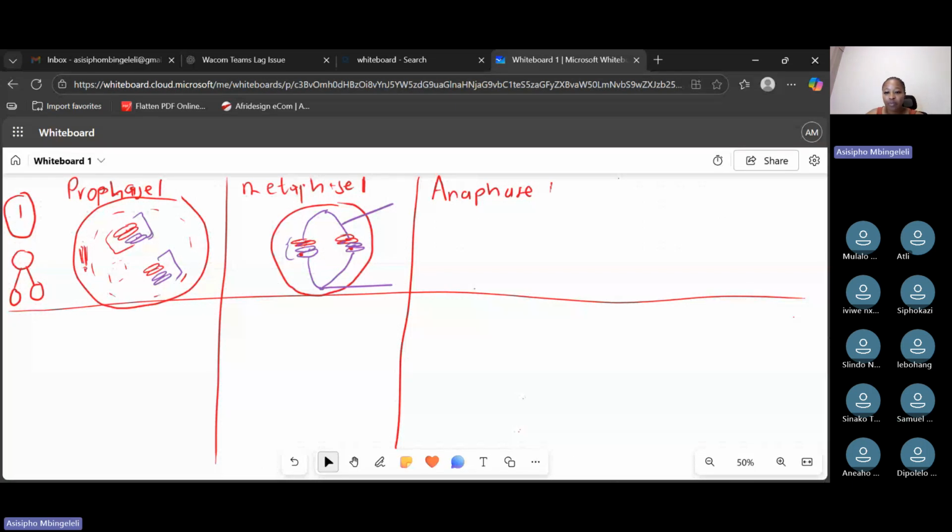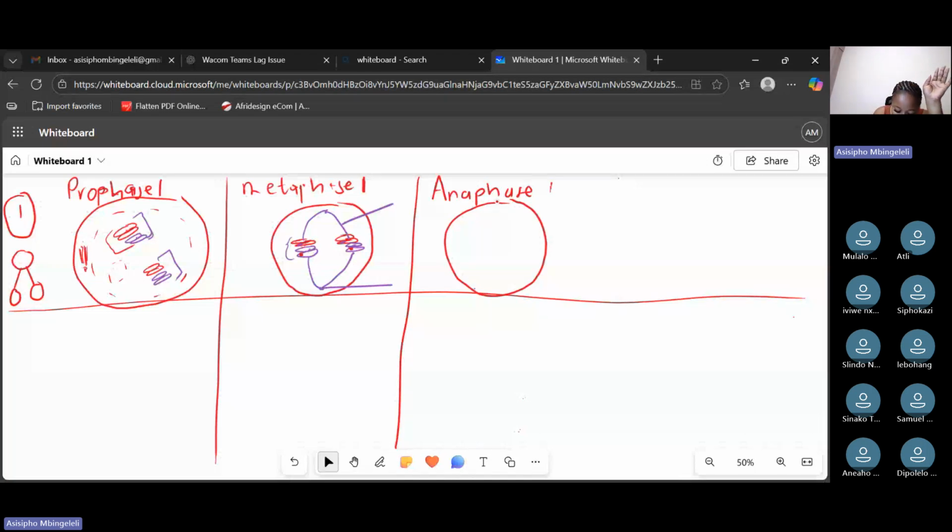I need you to tell me what exactly is being pulled to opposite poles by looking at the chromosomes that you have in your metaphase. Anyone who can help me? What are we going to pull to opposite poles here? We are pulling chromosome. Thank you. We are pulling chromosomes.